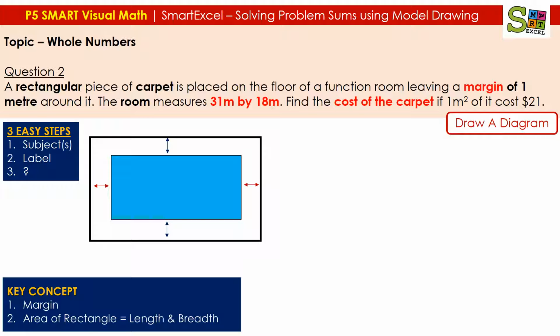Alright. So there's a few things that the child needs to pick from here. The key concept here, example number one, is that they need to understand the word margin. If you notice on the diagram, the bigger rectangle in black is the room, and the smaller one in blue will be the carpet. The margin means the arrows around it, leaving 1 meter equal on all sides.